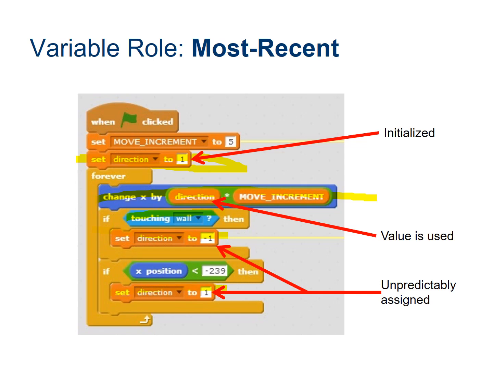So in this case, most recent is unpredictable. Sometimes it's 1, sometimes it's -1. That's why it's most recent, because we're only storing what it was most recently. We're not going to remember what it was each step of the way.